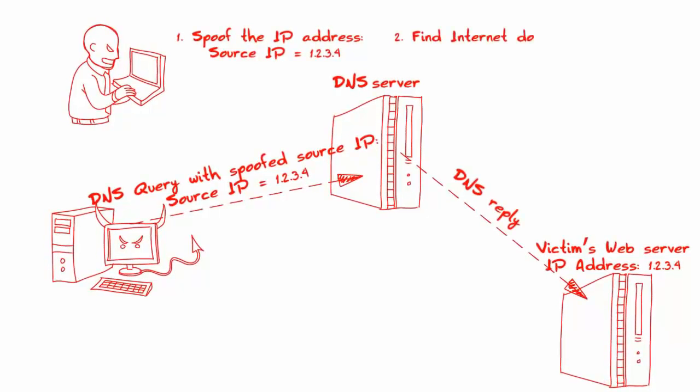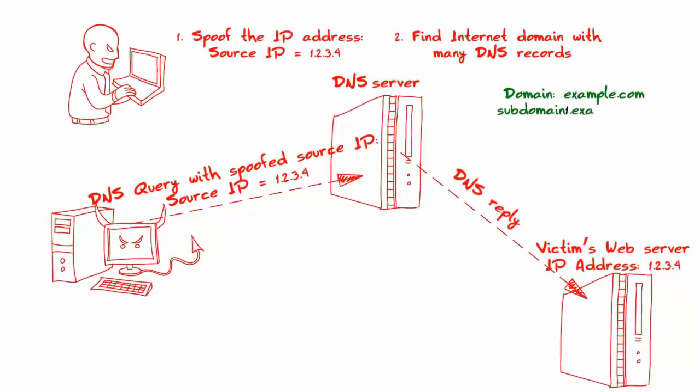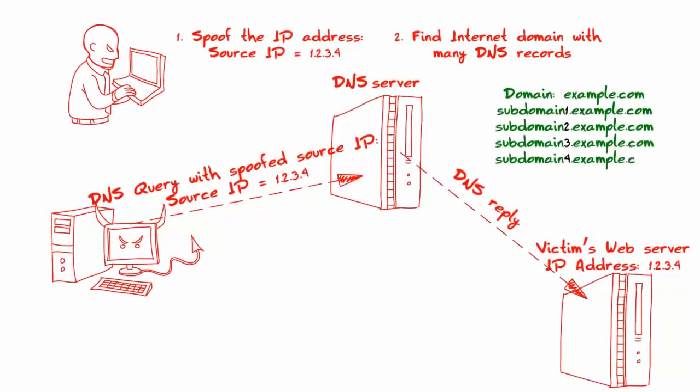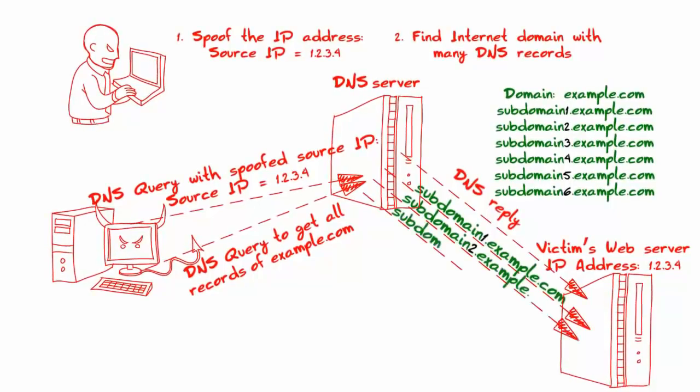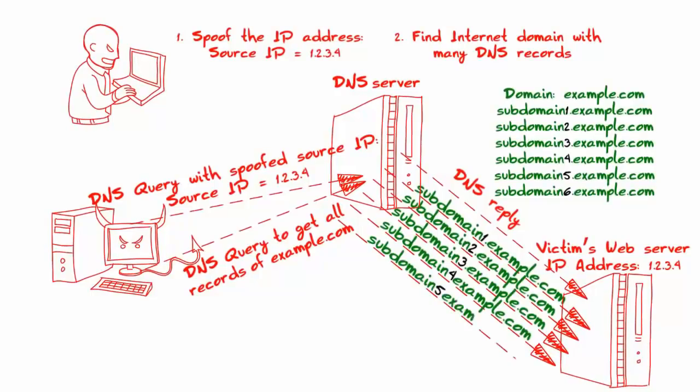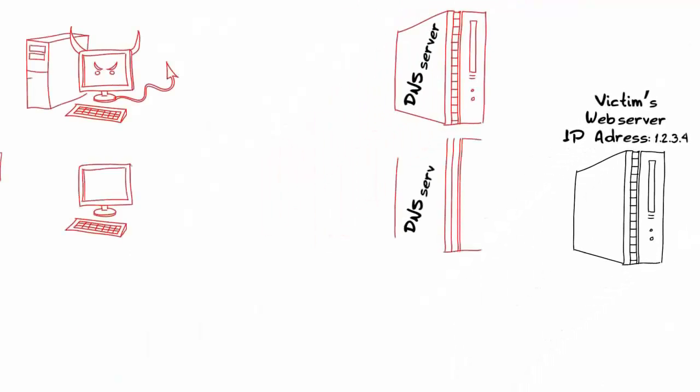Second, the attacker finds an internet domain that is registered with many DNS records. During the attack, the attacker sends DNS queries that request the entire list of DNS records for that domain. This results in large replies from the DNS servers, usually so big that they need to be split over several packets. Now the attacker is ready to launch the attack.